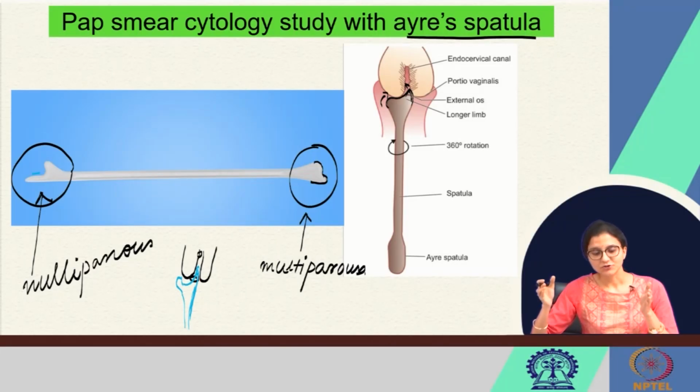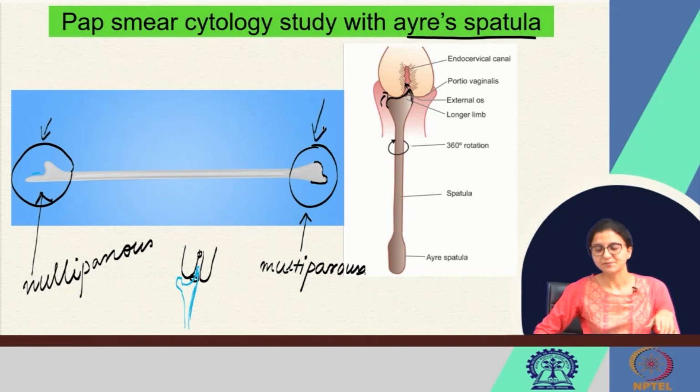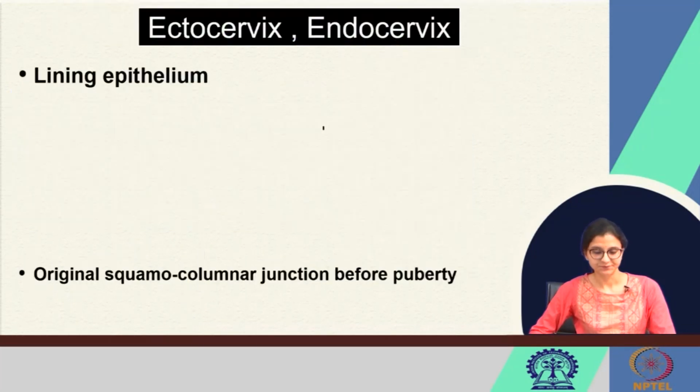So, this is also known as pap smear and it is a cytologic study of the exocervix as well as the endocervix. It is used as a screening test for cancer cervix. These two ends have been designed depending upon the difference in shape of the external os in multiparous and nulliparous women. Now, coming to the ectocervix and the endocervix.